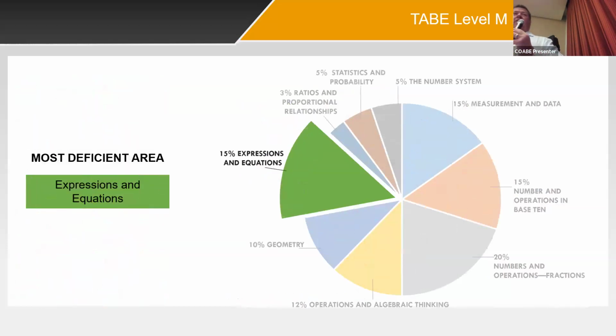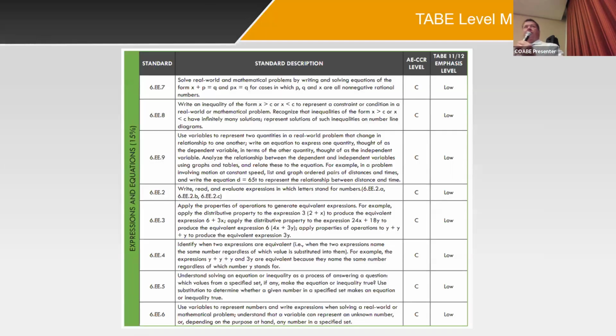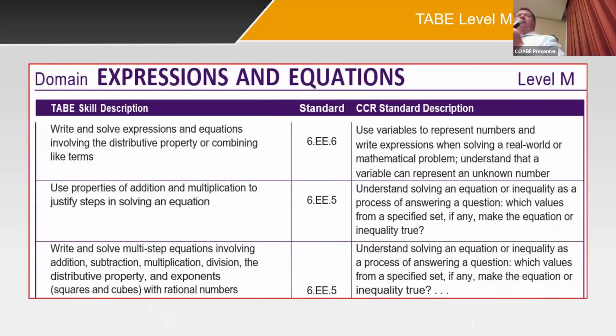So again, expressions and equations, in level M, that more deficient area, is one of the bigger ones for the topics. And then we look at those different blueprint areas, and we start to see the numbers, the 6th grade. So we're getting the higher level skills being the ones that are showing up on level M for expressions and equations. And then those most frequently missed areas for level M, these 3 appear most often.